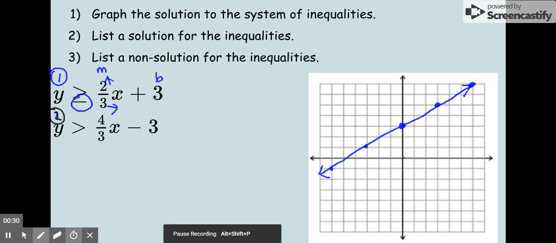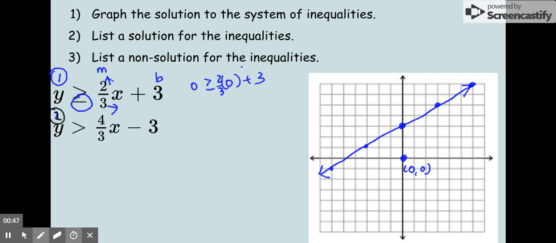And let's use a testing point (0, 0). If this (0, 0) makes the inequality true, then you shade this part. Otherwise, you color the other part. So 0 plus 3, this is 0. Is 0 greater than or equal to 3? False. So the other side should be the answer.